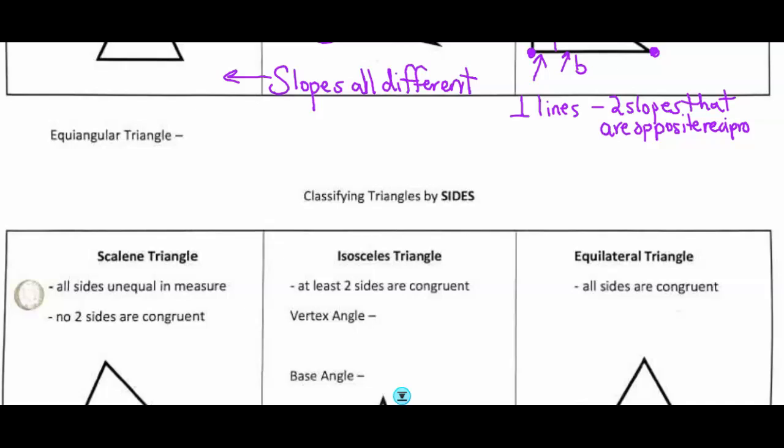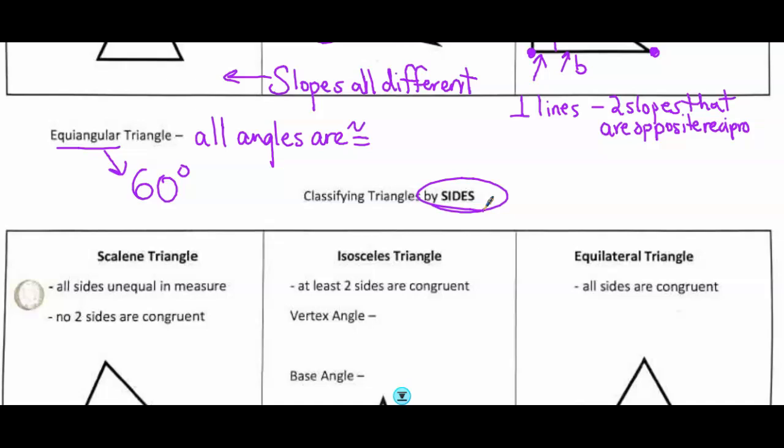Equiangular triangle. Equi means equal, angular, angles. So this is all angles are congruent. What would all the angle degree measures be in equiangular? They would be 60 degrees. Okay?